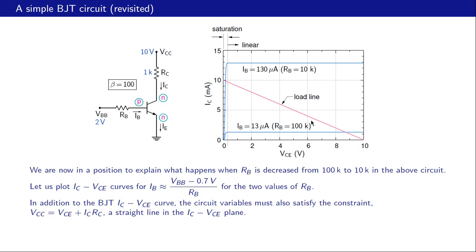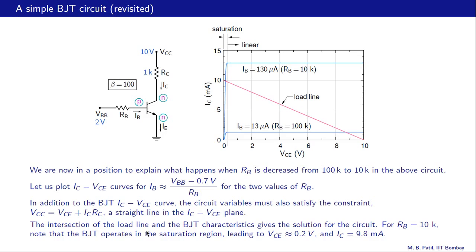and that is what it looks like. Its x-intercept is 10 volts, and that is obtained by putting IC equal to 0. If IC is 0, then VCE is the same as VCC, which is 10 volts, and its y-intercept is 10 milliamps, and if we put VCE equal to 0 now, we get IC equal to VCC by RC. VCC is 10 volts, RC is 1K, so that is 10 milliamps. So that is the graph of this constraint, which is imposed by RC.